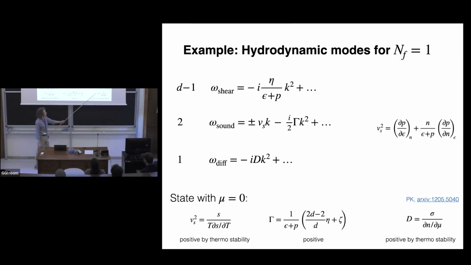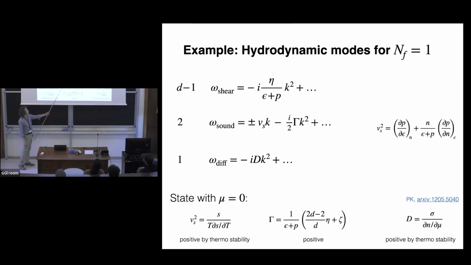Now, if you look at the diffusion coefficient, sigma is positive by the positivity of entropy production, and dn/dmu is the charge susceptibility. This is the mean square fluctuation of charge, n squared minus n squared average, so again it is positive by thermodynamic stability. So positivity of the diffusion constant is a combination of two things: positivity of entropy production and thermodynamic stability.